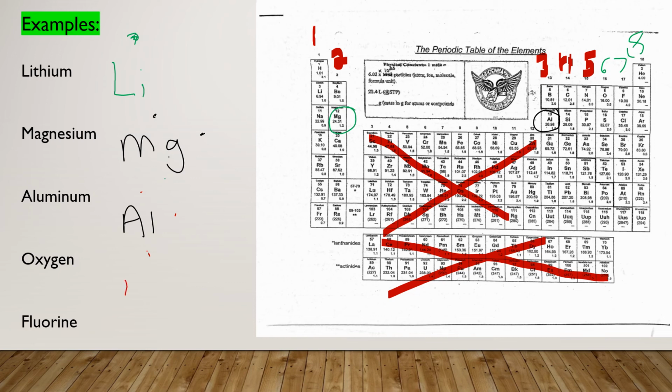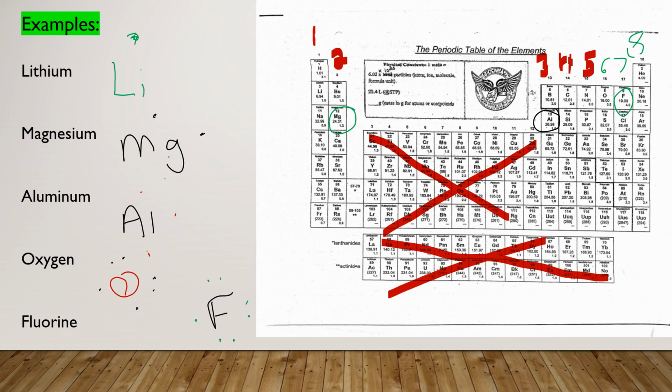Oxygen. Oxygen has 6 valence electrons, so we got 1, 2, 3, 4, 5, 6. So we double up after we get those first ones. And then we've got fluorine. And fluorine has 7 valence electrons. So 1, 2, 3. Oops. What rule did I break? I broke the doubling up rule. So sorry. 1, 2, 3, 4, 5, 6, 7. And that's all there is to it, you guys.